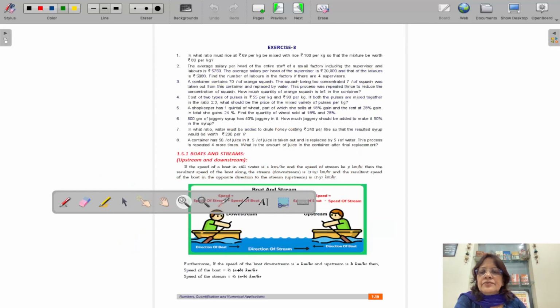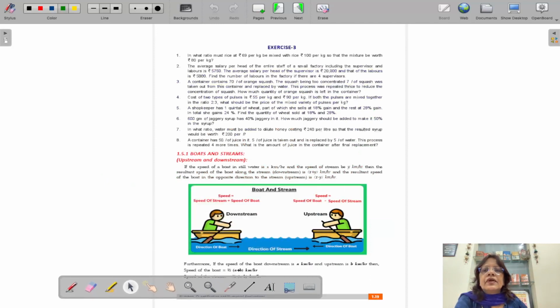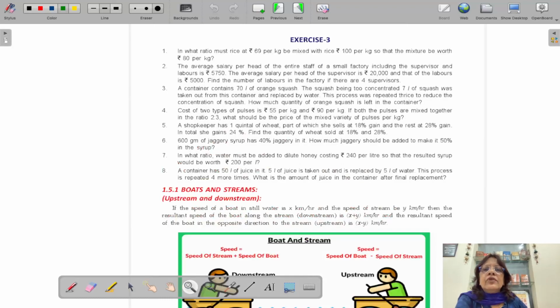The question says, first question is, in what ratio must rice at 69 rupees per kg be mixed with rice at rupees 100 per kg so that the mixture be worth rupees 80 per kg? It is a direct question. So here we write C, here we write D. This 69 is the cheaper price, we write it over here. 100 is the dearer price, we write it like this. And what is the mean price? Mean price is 80.